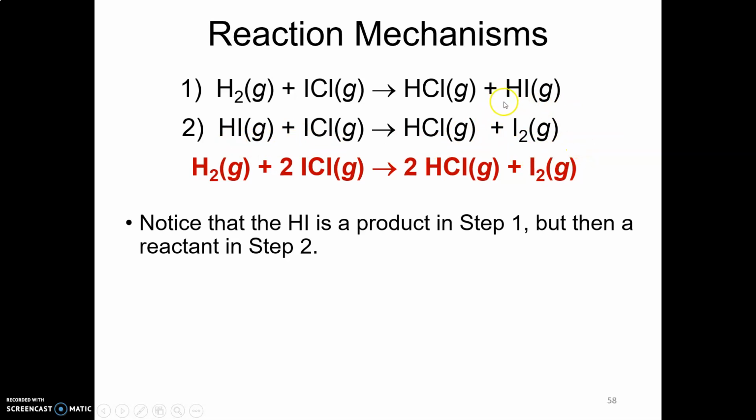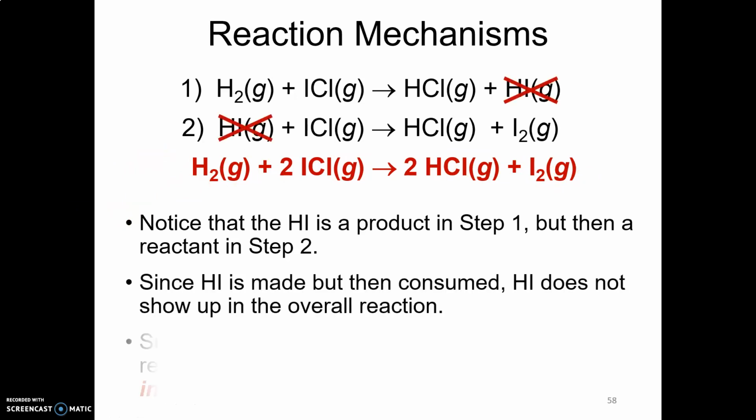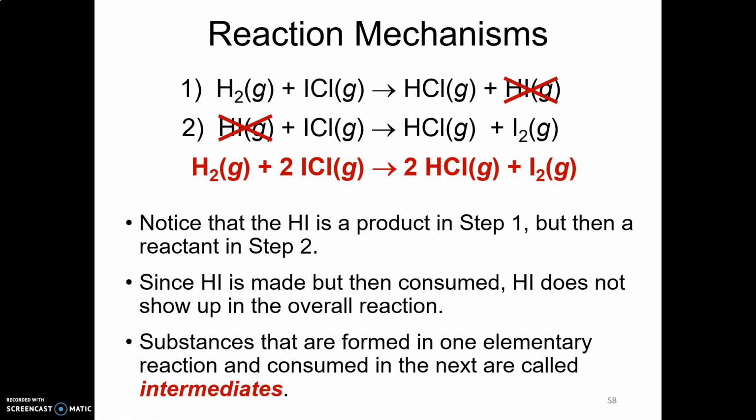Okay, so HI was made in the first step, immediately consumed in the second step, and it does not appear at all in the balanced overall equation. So we call HI an intermediate. An intermediate is something that's formed in one elementary reaction and then consumed in the next or a following one, and it doesn't appear in the overall balanced chemical equation. So in this case, HI is an intermediate.